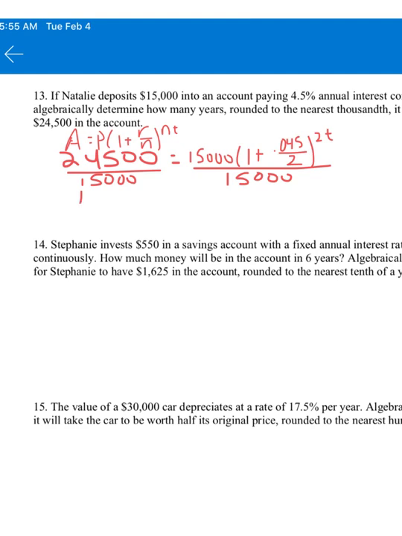So this is 1.63 repeating, equals, if you actually want to type this piece into your calculator, you can. You get 1.0225 raised to the 2t. Then you take the log of both sides.